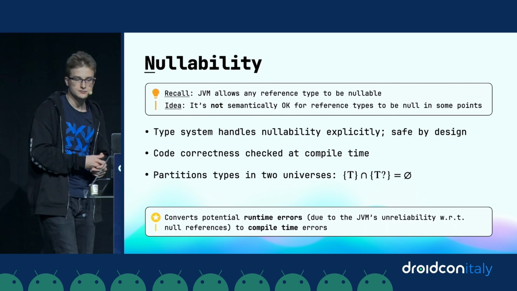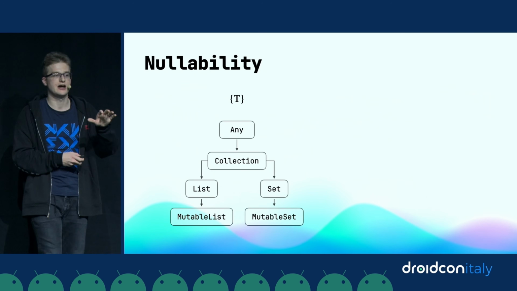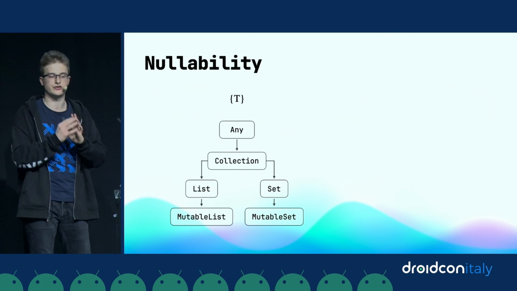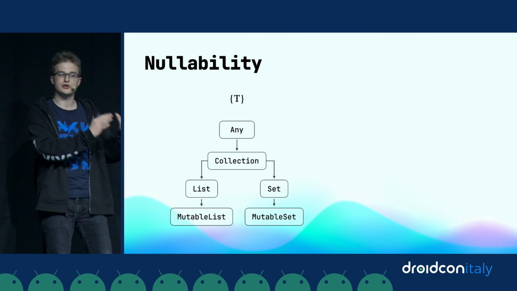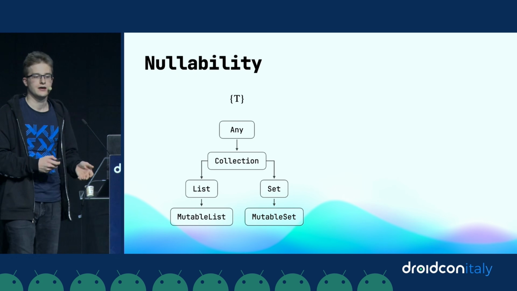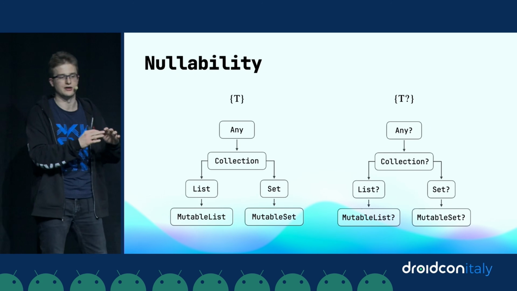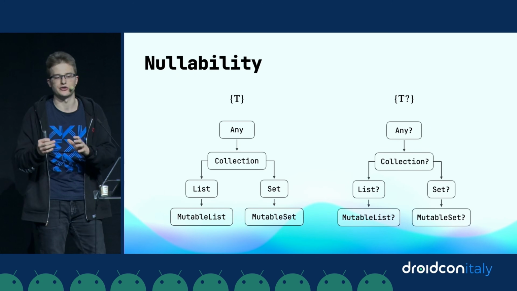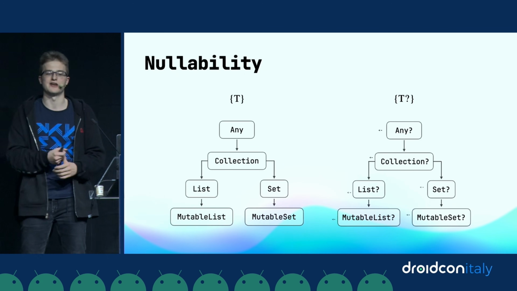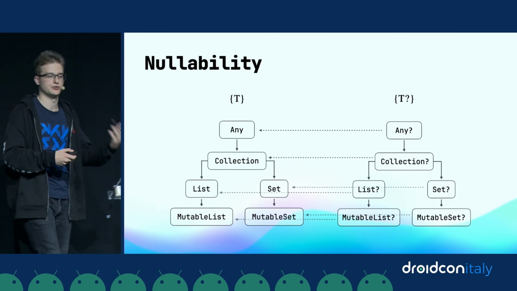This converts potential runtime errors, which are due to the JVM's unreliability with respect to null types, to compile time errors. Now, this is actually a piece of the Kotlin hierarchy that you can see. Kotlin partitions its type system in two parts, a nullable universe and a non-nullable universe. This is non-nullable, so it's C. And then you have the nullable counterpart, which is basically the same root, the same graph, but with question marks, meaning that the type can be either there or it can be null. And you have a subtyping direction from the non-nullable type to the nullable type.